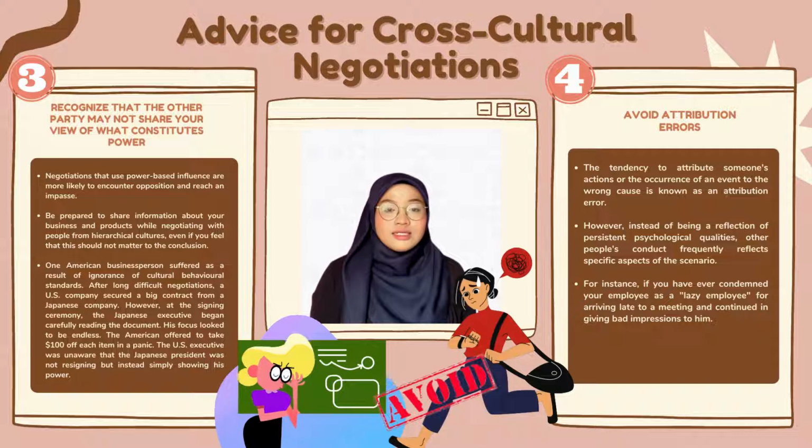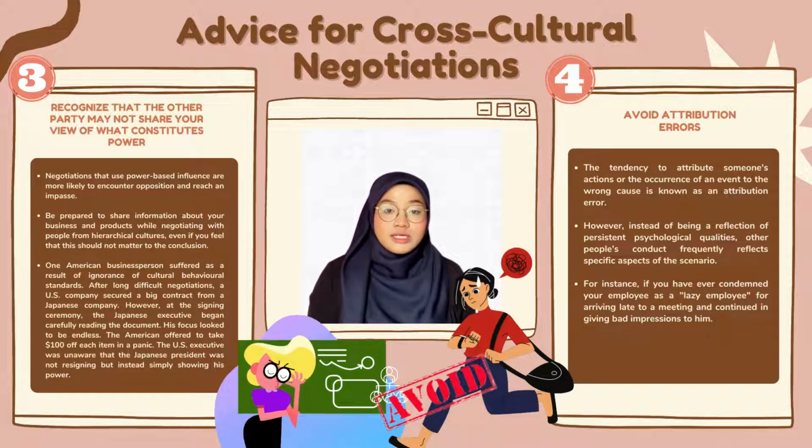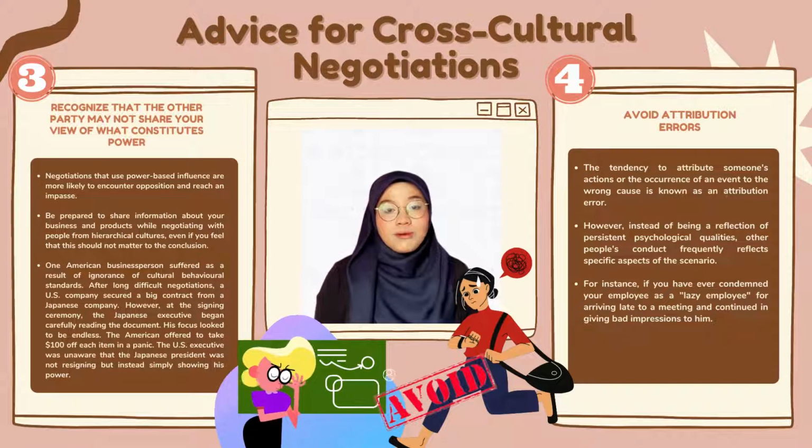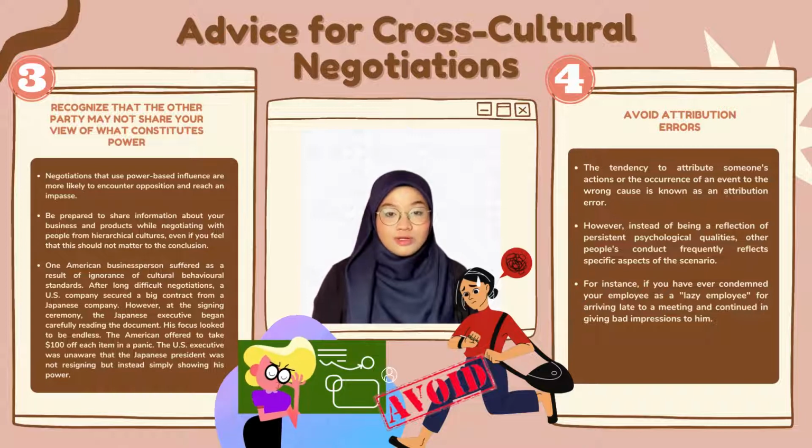For example, there is a situation where an American business person suffered a lot as a result of ignorance of cultural behavior. After a long, difficult negotiation, a US company secured a big contract from a Japanese company. However, at the signing ceremony, the Japanese executive began carefully reading the document. In a panic, the American offered to take $100 off each item. The US executive was unaware that the Japanese president was not resigning, but instead simply showing his power. So, as a negotiator, you must acknowledge that the other party may not share your understanding of what constitutes power.